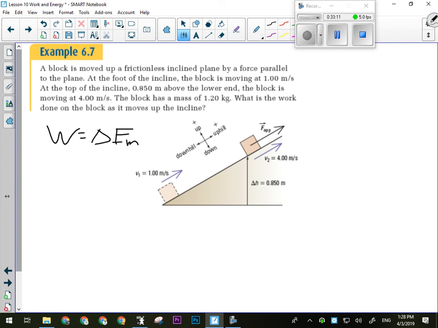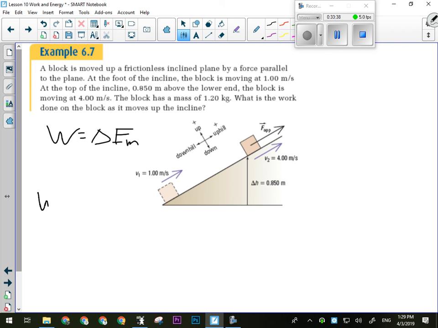So what I know is I know the mass of the block, I know what the height change is, and I know what the initial and final speeds of the object are. So I'm just going to start setting it up here. I'm going to start with this. Work is a change in mechanical energy. And then each step after this, I'm going to expand this delta EM out further and further until I've got it to the point where I can actually mathematically solve it.